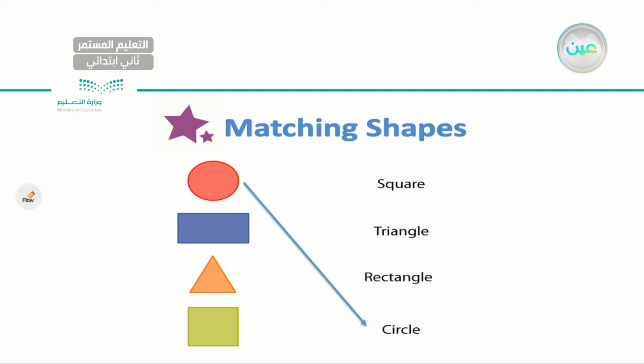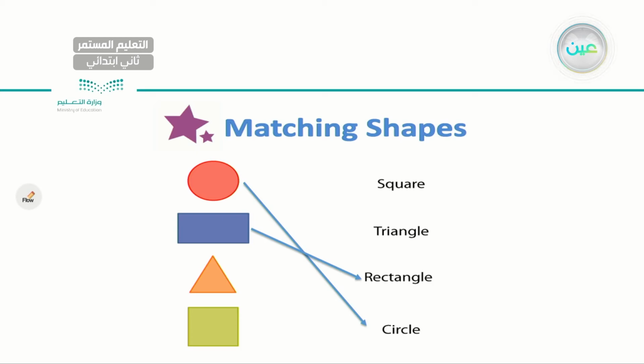Circle. One more time. Circle. One last time. Circle. Very good. Excellent. Next shape, I have a rectangle. Rectangle. Very good, my dear student.